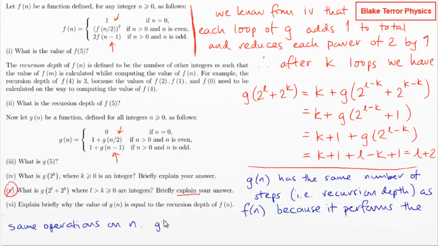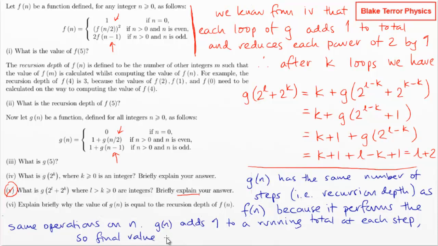Then we can say that the g function of n adds 1 to a running total at each step. So the value at n equal to 0 is the total number of steps. So final value equals total number of steps. I mean, it's hard to know exactly what they're going to consider to be a full answer. It does say explain briefly. I think spotting that they're performing the same operations on n was the key to that. You can always debate exactly what you think the key point is going to be on these, but I think that's sufficient for a brief explanation.